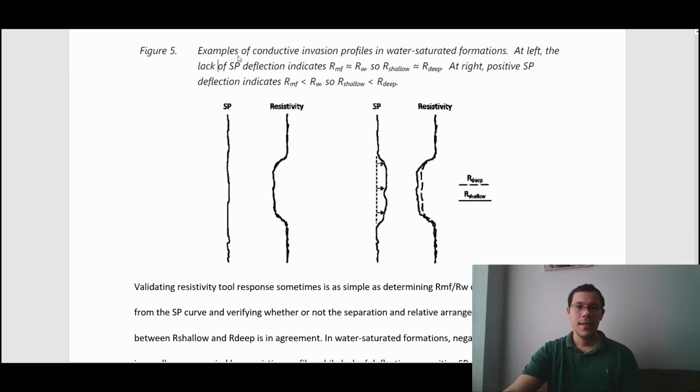You can check this one. Examples of conductive invasion profiles in water saturated formation. This is important. At the left, the lack of SP deflection indicates that the resistivity of the mud filtrate is pretty much the same as the resistivity of the formation water, therefore the shallow resistivity is almost the same as your deep resistivity. But in this case, you have a positive SP deflection to the right, and this indicates that the resistivity of the mud filtrate is smaller than the resistivity of your formation water. So you have this response.